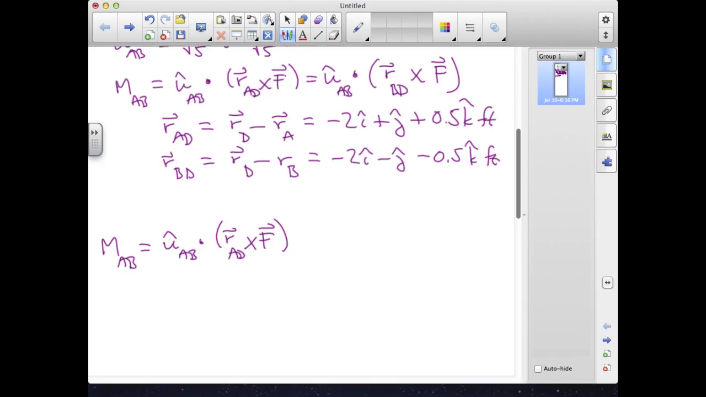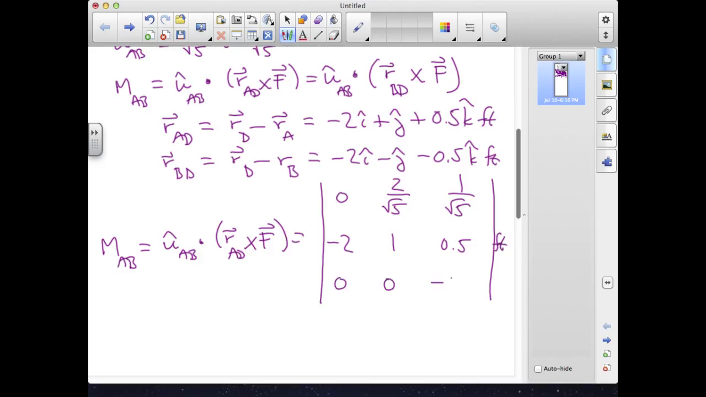and that will have these components. The components of the unit vector are 0 in I, 2 over root 5 in J, and 1 over root 5 in K. And the position vector RAD has values minus 2, 1, 0.5. That's got units of feet. And the force is 0, 0, minus 5 pounds.